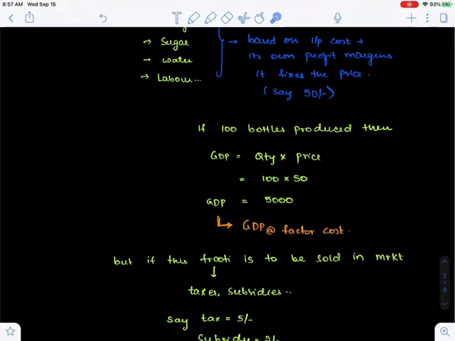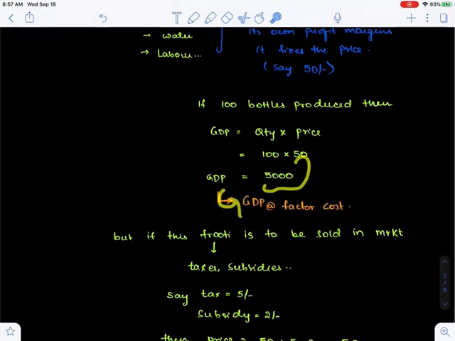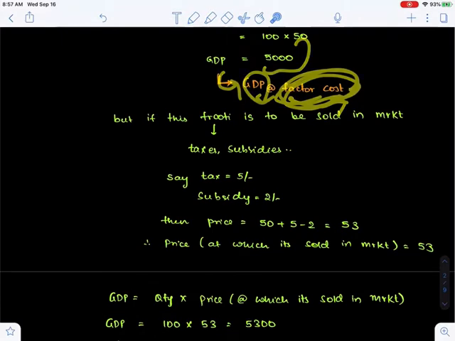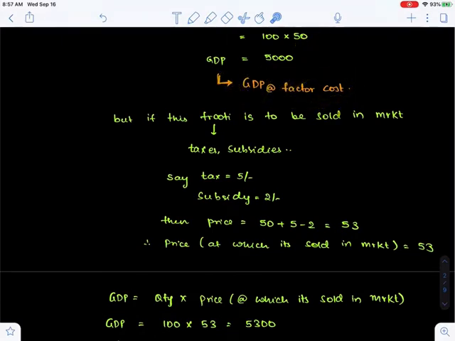Consider that there is only one factory in India, only one company in India and nothing else. So the GDP here will be quantity into price, which is equal to 100 into 50, that is 5,000. So this will be considered as the GDP at factor cost because it is based on the cost of production that the company is setting its price.